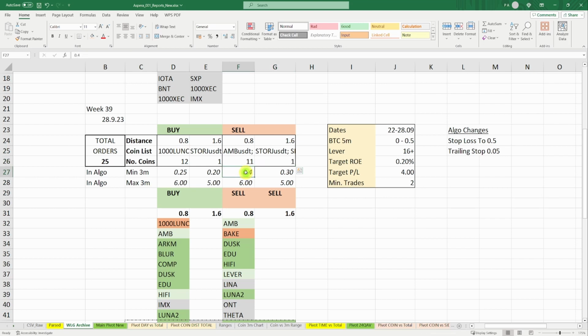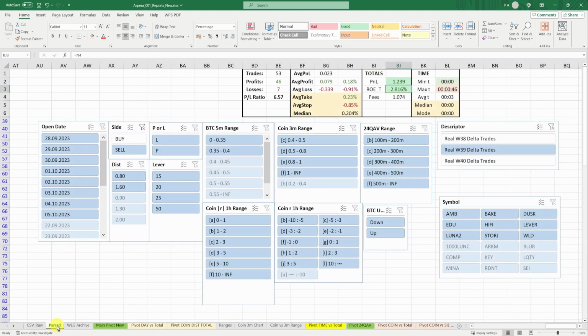Mind you, on both sides, I've had pretty much the same number of orders, while the sell side had somewhat tighter filters for 3-minute coin deltas. I'll leave this as an observation for now and not make any conclusions quite yet. If this trend continues, maybe it would make sense to have a higher order size on the more profitable side.